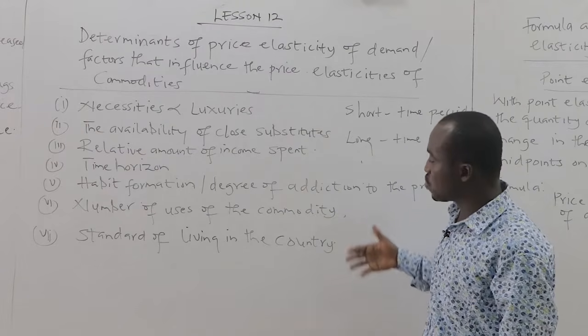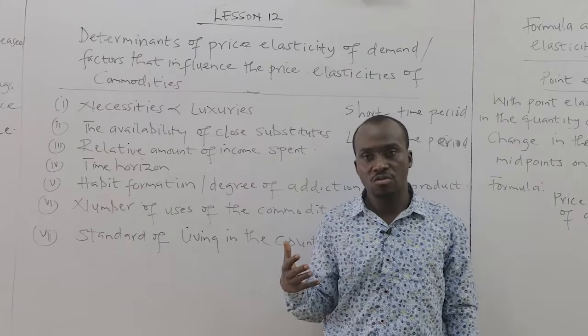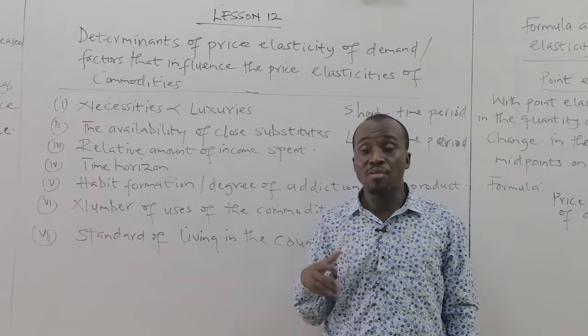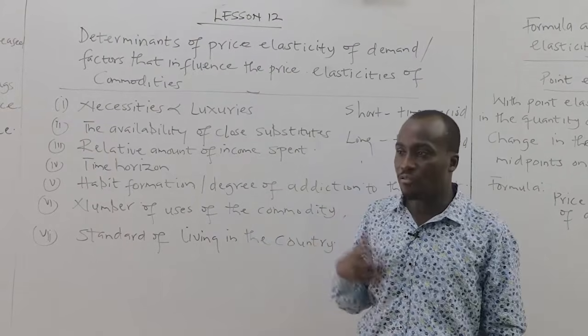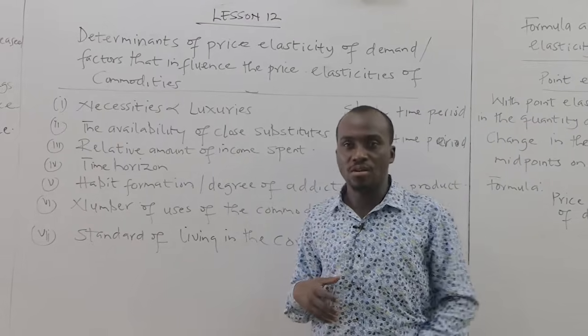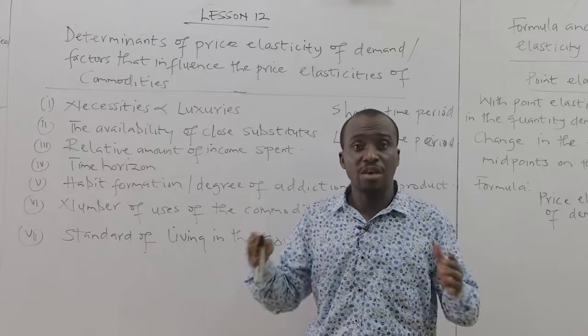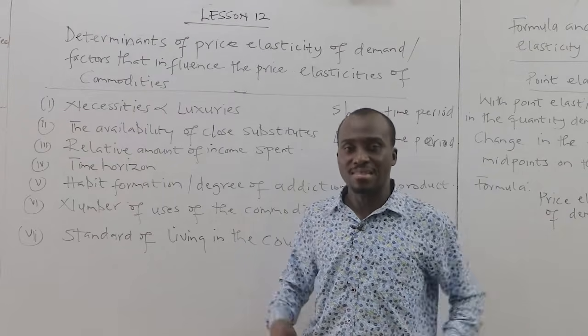The number of uses of the commodity. Some commodities can be used for several purposes. Somebody can have a metal. The metal can be copper or lead or tin. It can be used for a lot of things. If I have copper, or maybe I have tin or bronze, I can use it for a lot of things. If a commodity can be used for a lot of things, their demand tends to be inelastic.